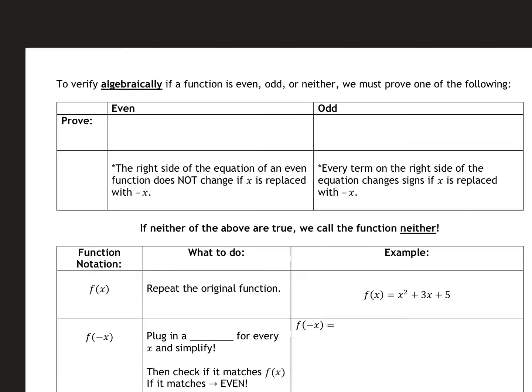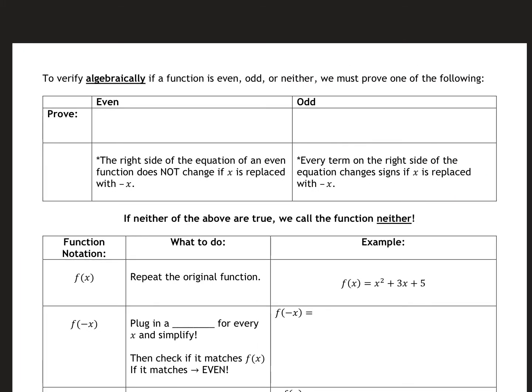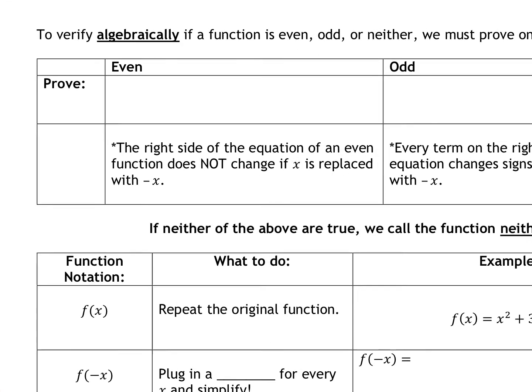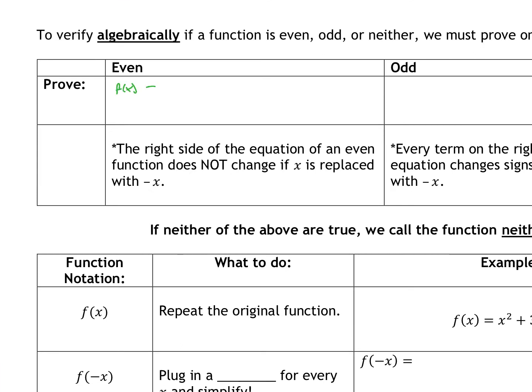All right, let's take a look at this. We just looked at it graphically, now we're going to look at it algebraically. To see algebraically if a function is even, odd, or neither, we're going to prove the following. The first one, to see if it's even, our original function f(x) will equal f(-x). What this means is you replace every x with a negative x. So if you replace every x with a negative x, the right side of the equation of an even function does not change.